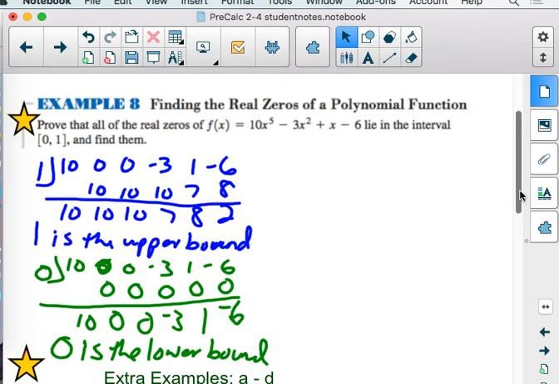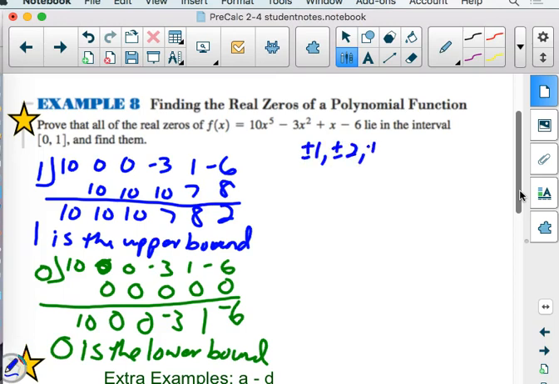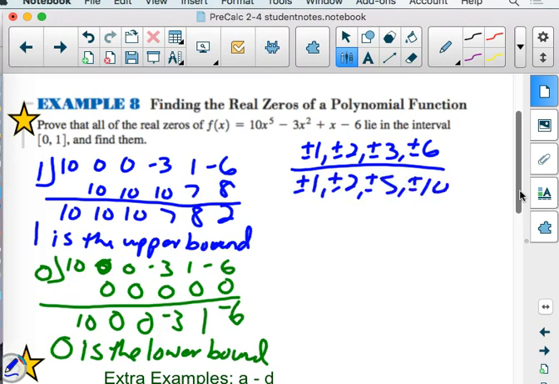It didn't ask us to show that. It said, find them. Okay, so possibles. Got a 6 in the back. Plus or minus 1, plus or minus 2, plus or minus 3, plus or minus 6. On the bottom, a 10. Plus or minus 1, plus or minus 2, plus or minus 5, plus or minus 10.